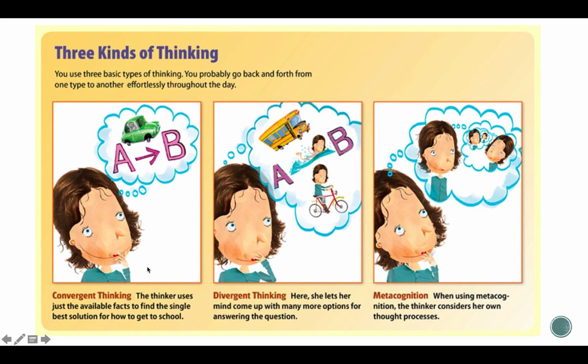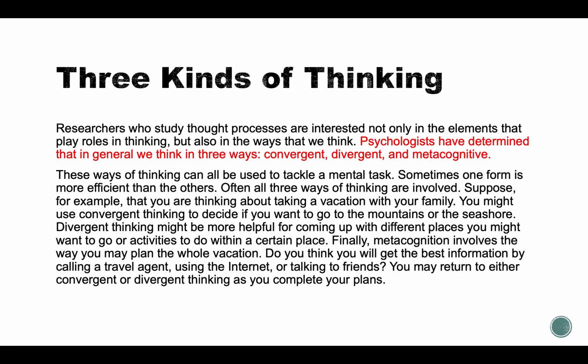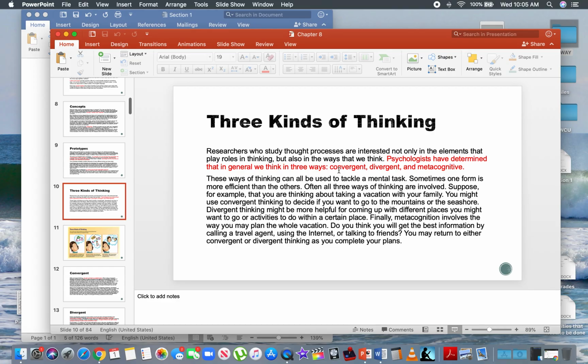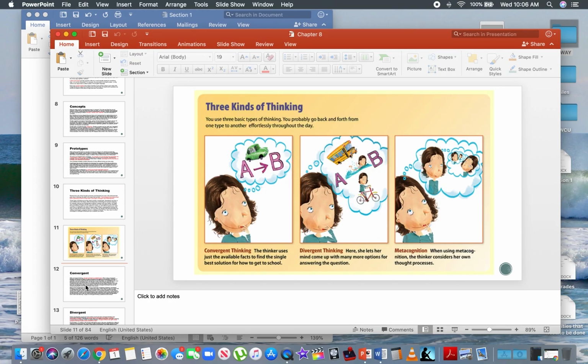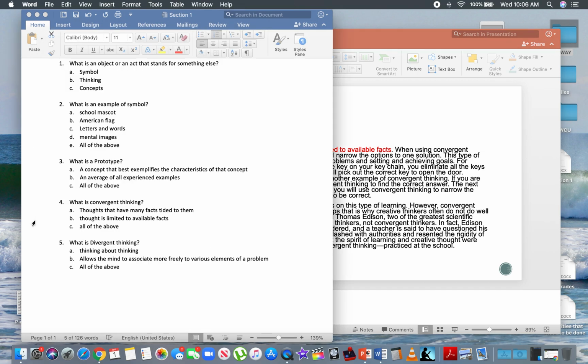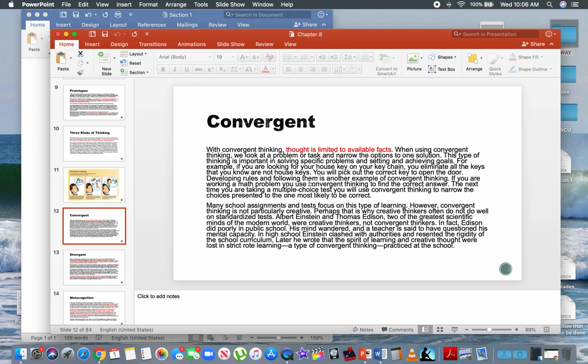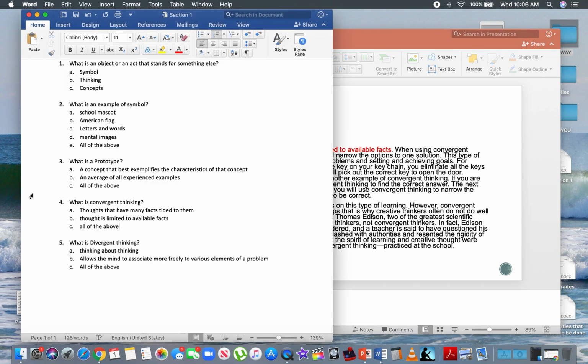So hopefully that explains it. It's basically the process of elimination. So let's go ahead back. That's convergent thinking. What is convergent thinking? Thought that is limited to available facts. Number 4 is B. All right, what is divergent thinking?